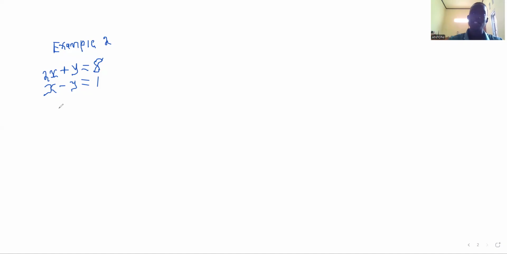If we let y be the subject of the equation, then we are going to get y. So we make y the subject of this second equation. Then if we make y the subject of this second equation, we are going to get y, which is equal to x minus 1.